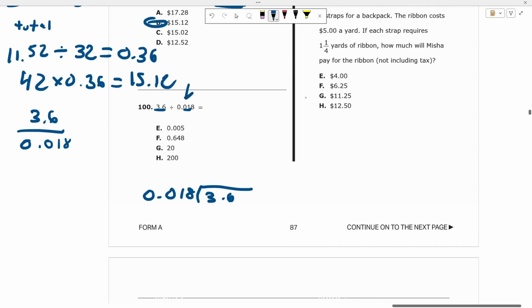Remember that the number over here goes on the outside, the number over here goes on the inside of the division hat. In order to make your life easier, you can move the decimal points. You can go 1, 2, and 3 to make that 18. So you're really dividing 18 by 3600.